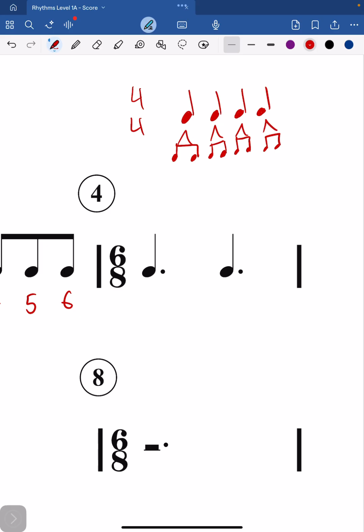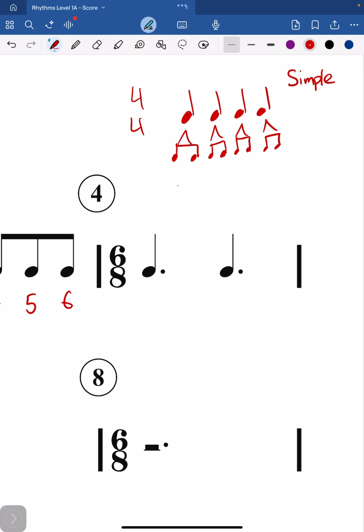So when we divide things in multiples of 2, we have a word to describe this. When the beat is divided into multiples of 2, we call this simple time. Now, we're talking about 6/8 time.